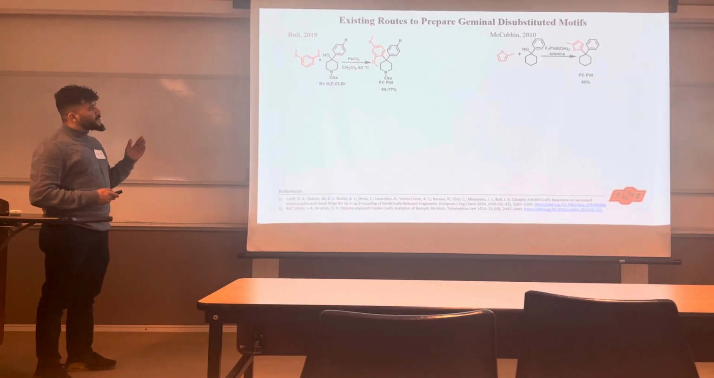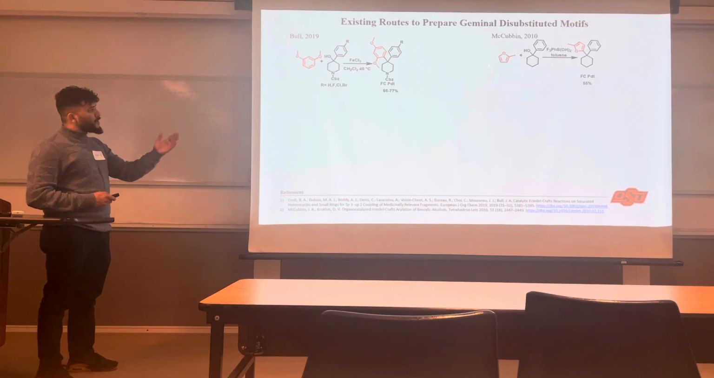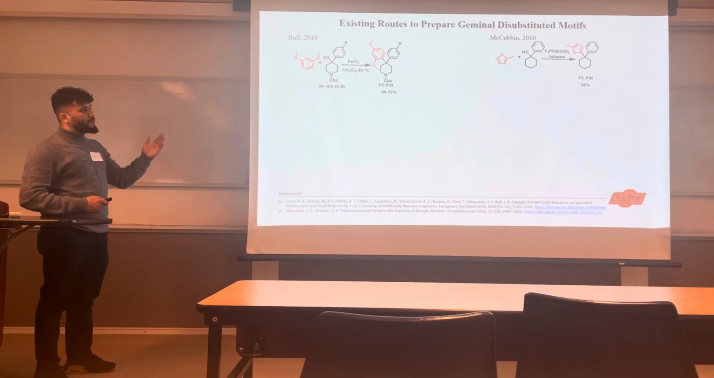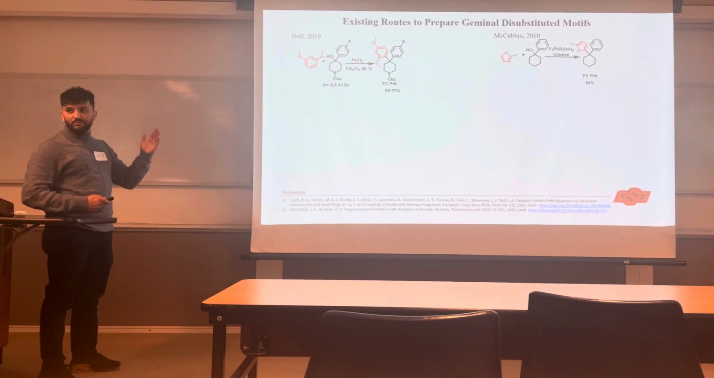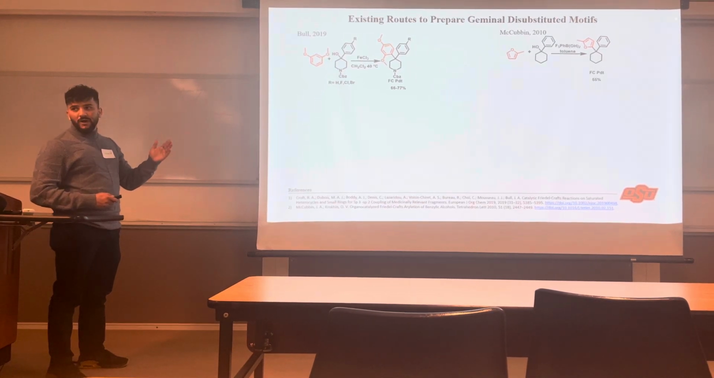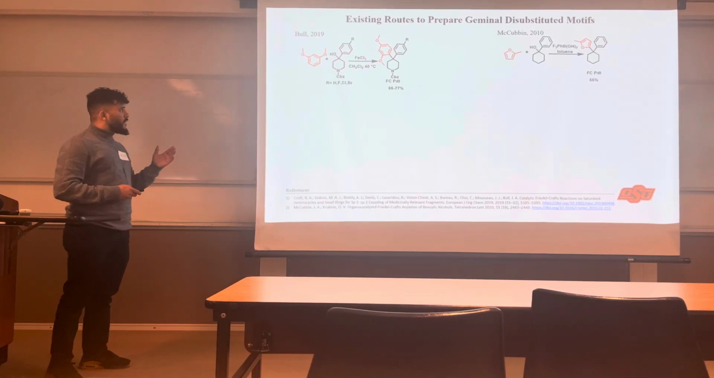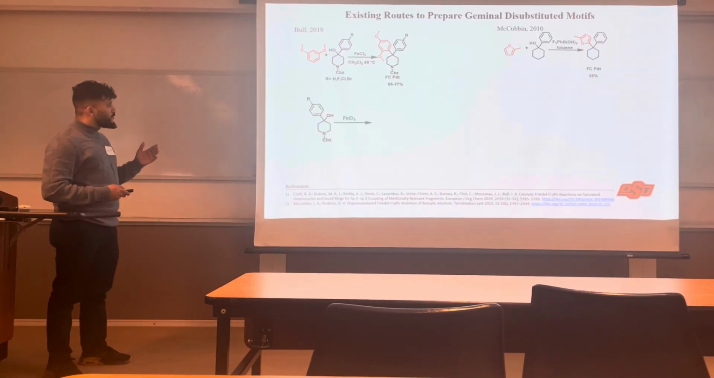Another example is MacMillan in 2010. The same thing: he found that if you start with a phenylcyclohexane alcohol and react it with an electron-rich nucleophile in the presence of an electron-deficient Brønsted acid, this leads to the formation of the 1,1-diarylcyclohexane motif. Let me walk you through the mechanism of this reaction and talk more in detail.